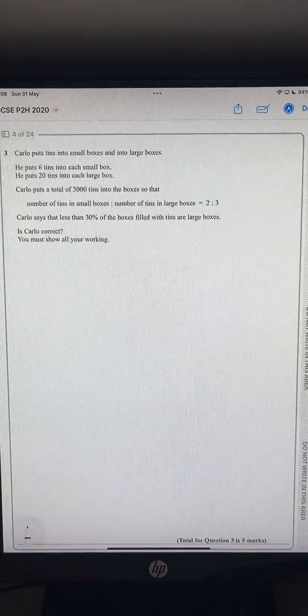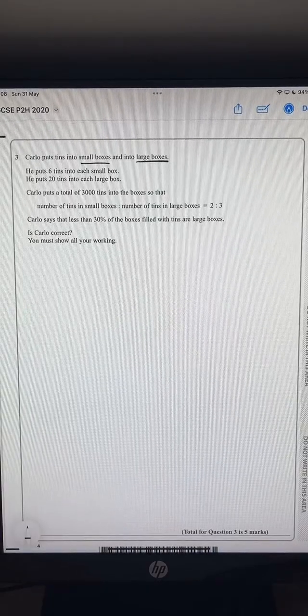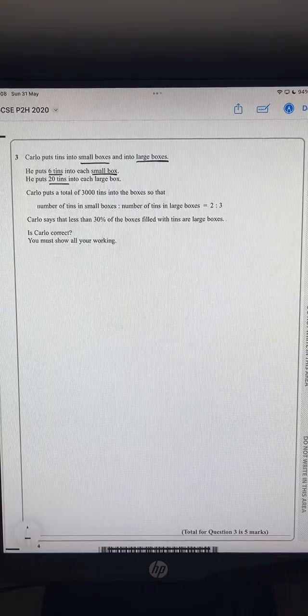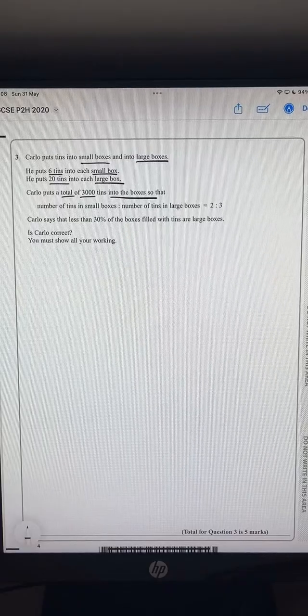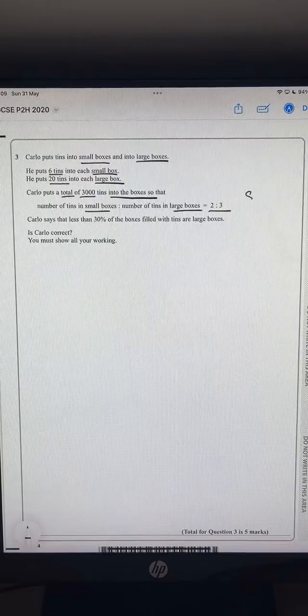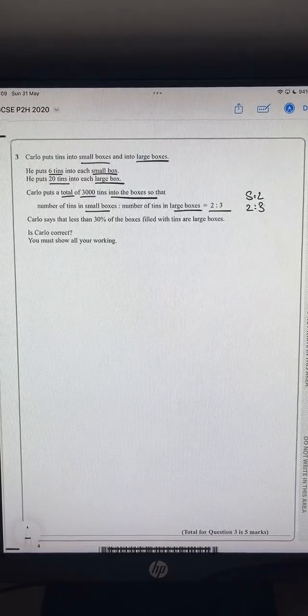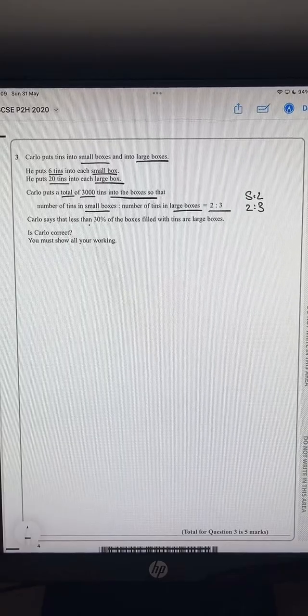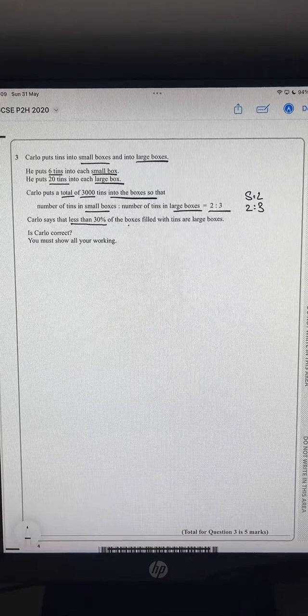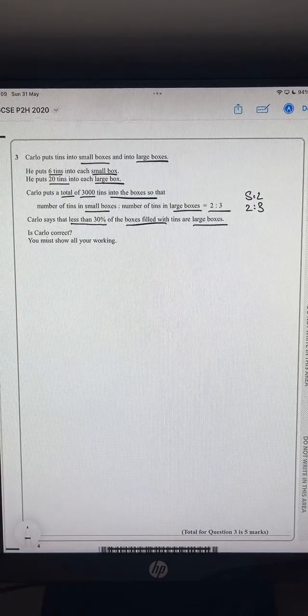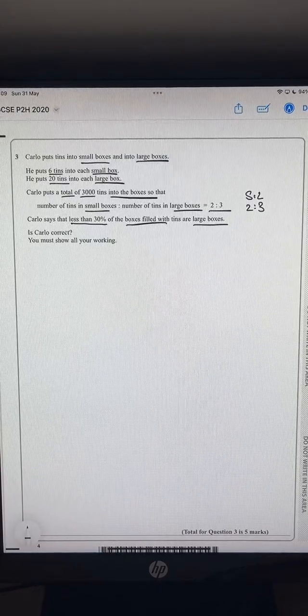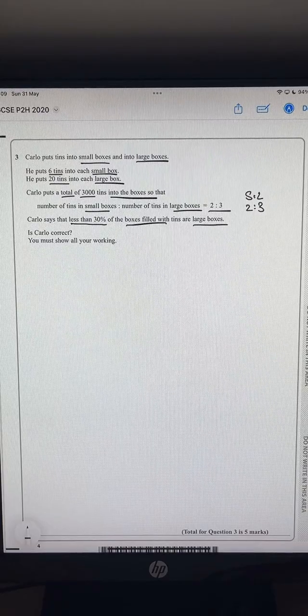So, Carlo put tins into small boxes and into large boxes. He put 6 tins into each small box and 20 tins into each large box. Carlo put a total of 3,000 tins into the boxes, so it doesn't specify, it's overall boxes. The number of tins in small boxes to the number of tins in large boxes is 2 to 3. I like to write out the ratio myself on the side too, so I've got that easily there to refer to. Carlo says that less than 30% of the boxes filled with tins are large boxes. Is Carlo correct? You must show your working. So for this one, you just have to logic it through and think for a second, okay, if I was Carlo in this case, what would I do?